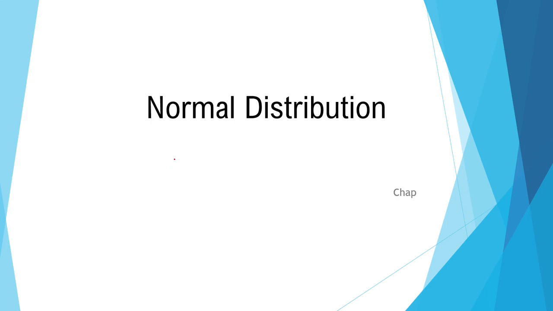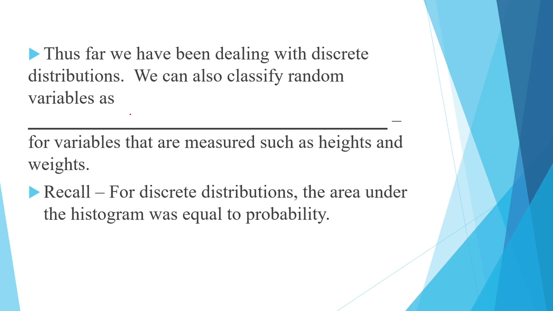In this section, we're going to learn the normal distribution. It is a very important topic that we will use throughout the entire semester. Thus far, we have been dealing with discrete distributions. We can also classify random variables as continuous, for variables that are measured, such as heights and weights.